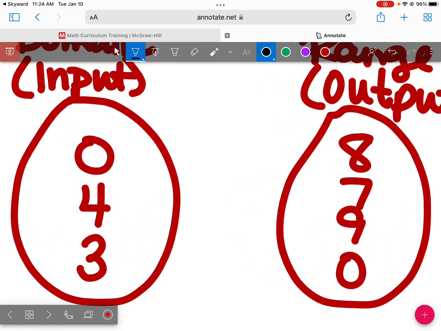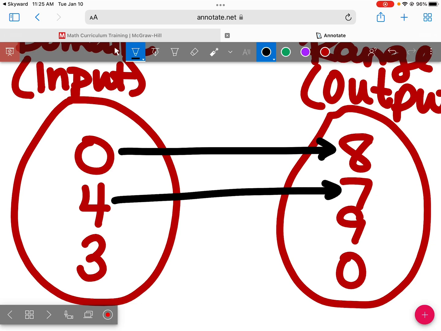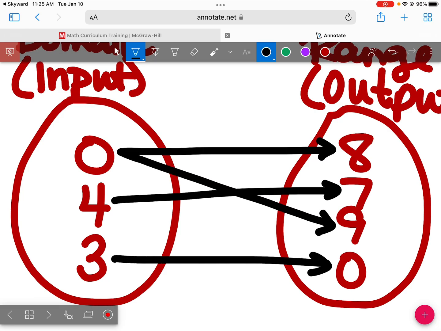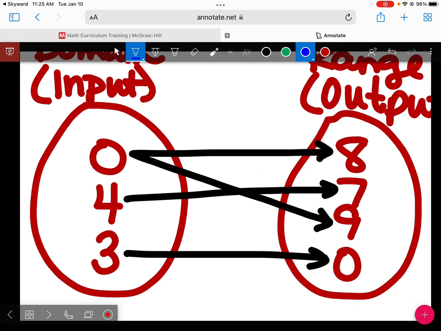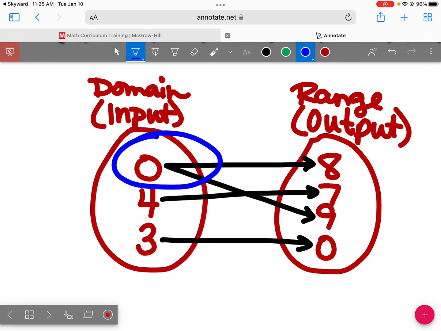All right. Let's draw our arrows. 0 goes to what? 0 goes to 8. 4 goes to 7. 3 goes to 9. 3 goes to 9? Yeah. 0 goes to 9, right? And 3 goes to 0. Look at this right here. I want to focus your attention on this thing that just happened.